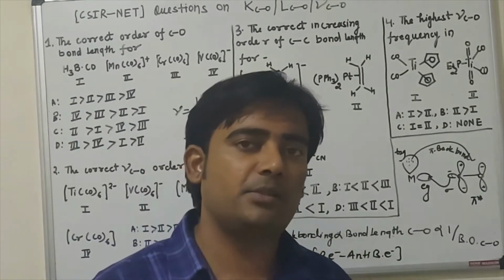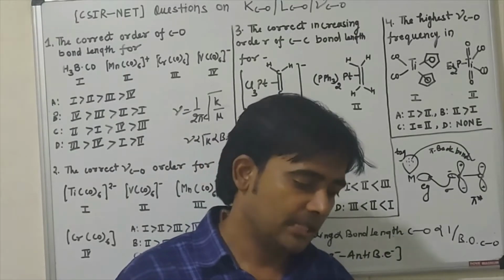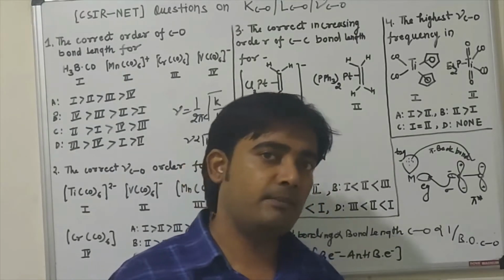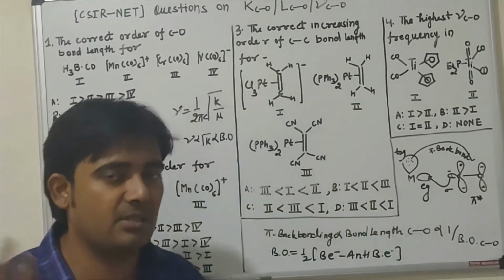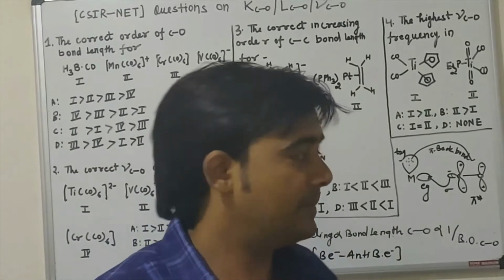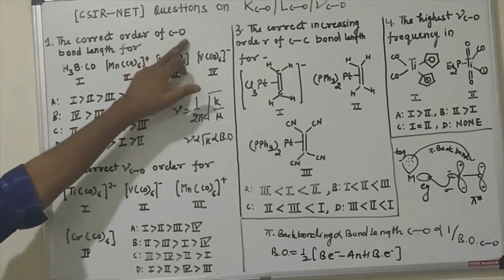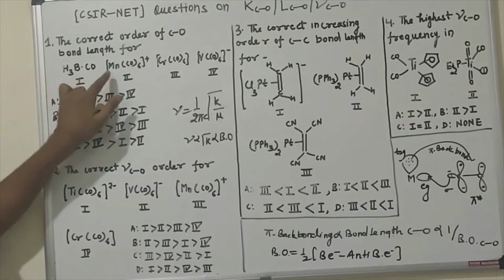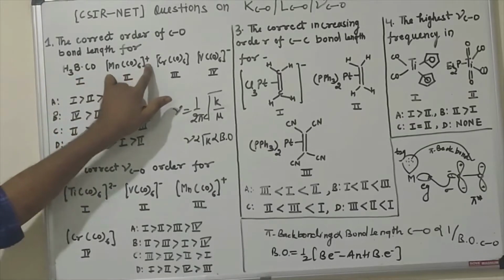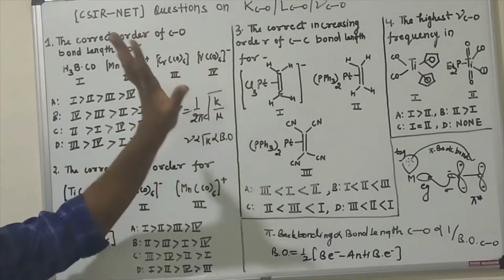Today we are going to discuss some typical problems related to CO bond order, bond length and bond frequencies. These problems appeared in the last CSIR NET exam. Okay, let's start. The first problem is the correct order of CO bond length for H3BCO, [Mn(CO)6]+, Cr(CO)6 and [V(CO)6]-.